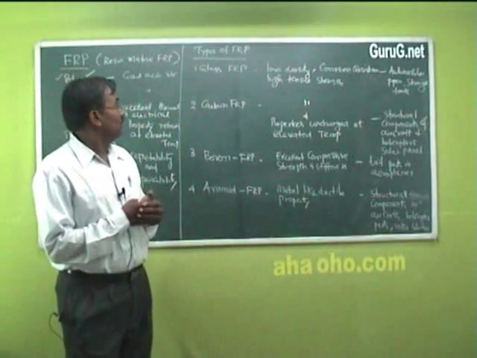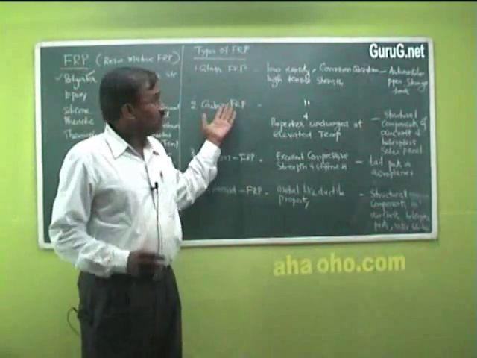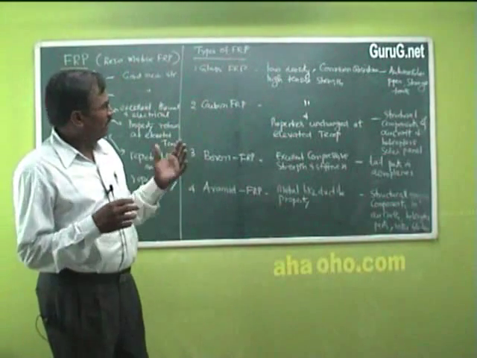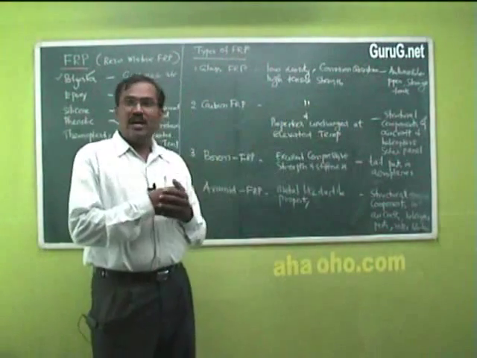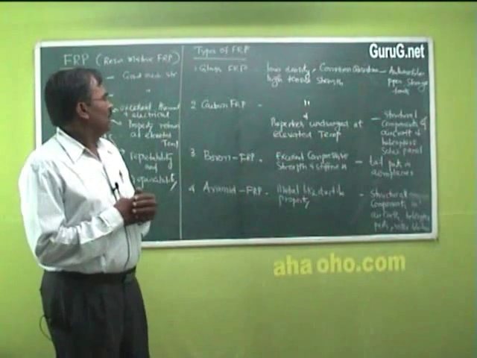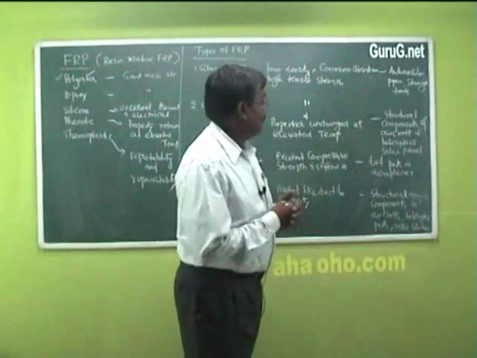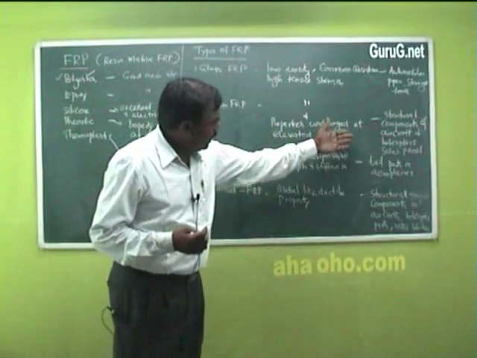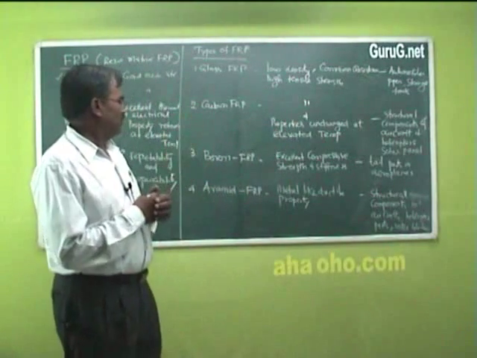And carbon fiber reinforced plastic actually has a lot of applications. Again, carbon is light, so the properties are similar to the earlier one: low density, corrosion resistant, high tensile strength, and the important thing is that properties are unchanged at elevated temperature. That means for high temperature applications this carbon FRP is widely used. And here structural components of aircraft because of its low density and strength, and helicopters and solar panels are made out of this carbon FRP.